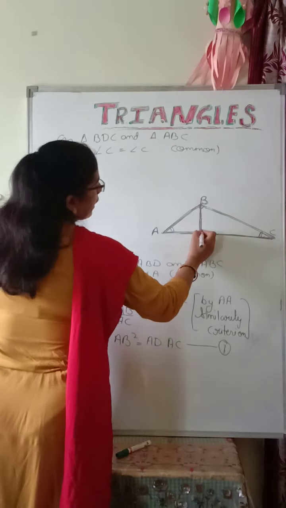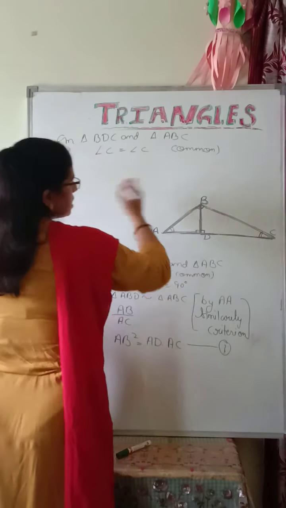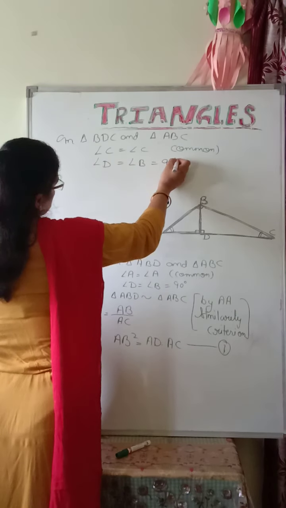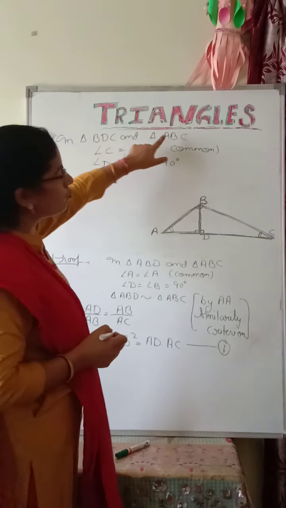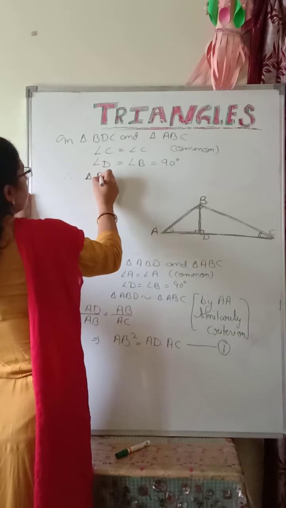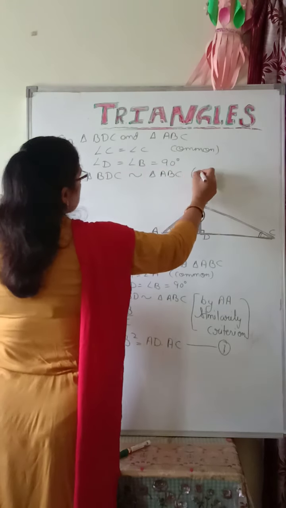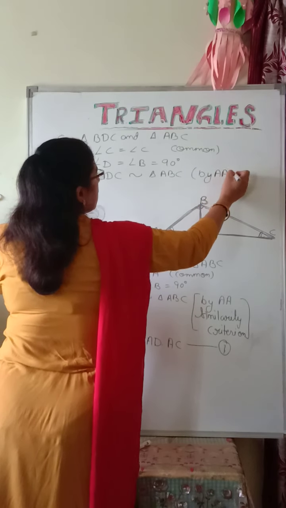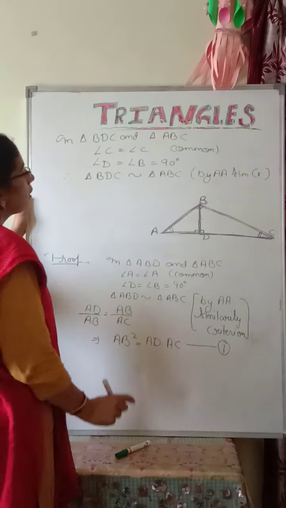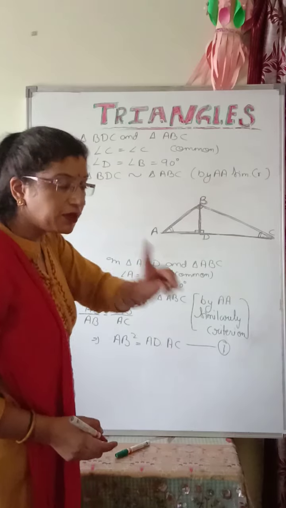Same way, angle D in this triangle is 90 degrees, and in this big triangle angle B is 90 degrees. Angle D is equal to angle B, which is 90 degrees. So two angles of these two triangles are the same. Therefore triangle BDC is similar to triangle ABC. You will write this by the angle similarity criteria. Then if these two triangles are similar, their corresponding sides are in the same ratio.